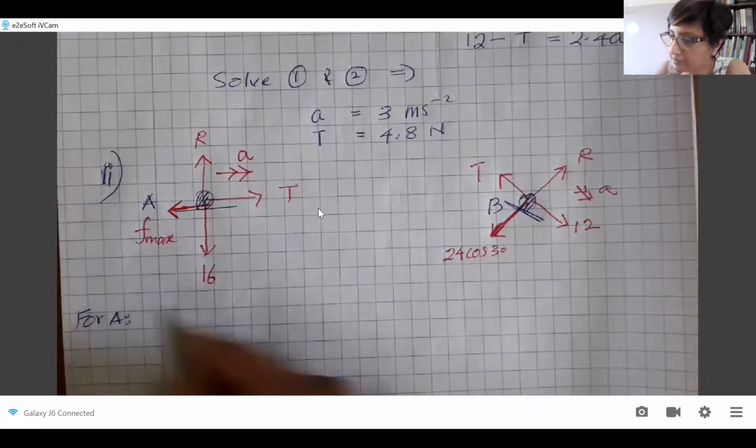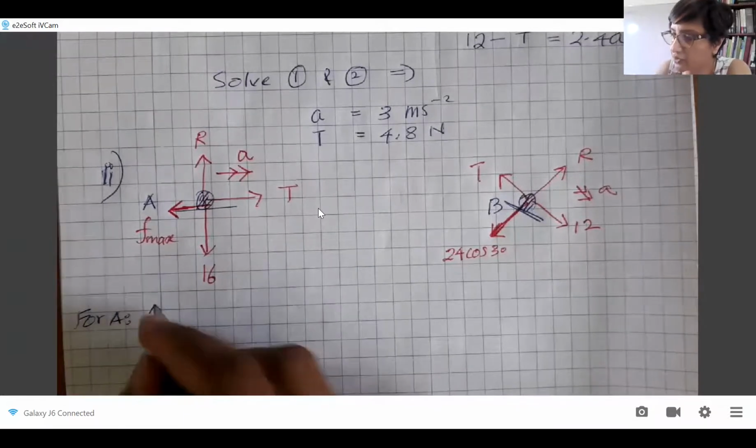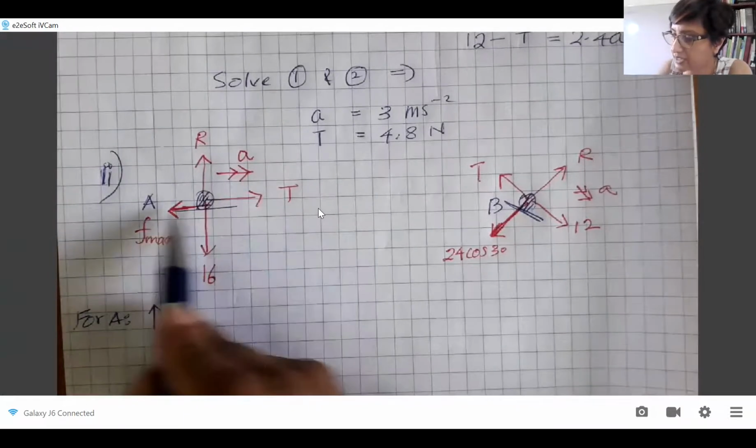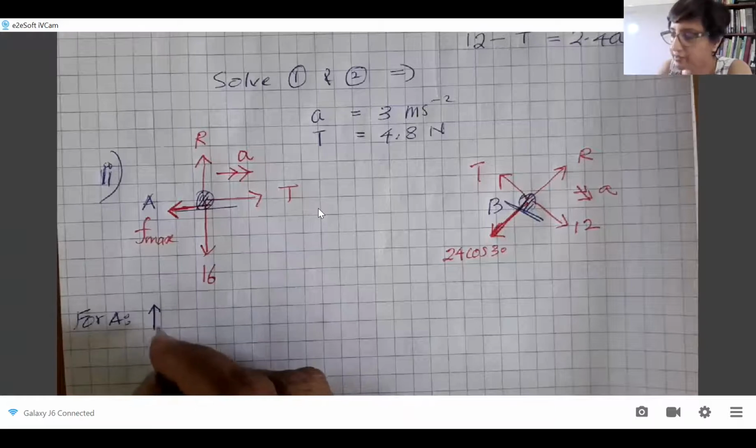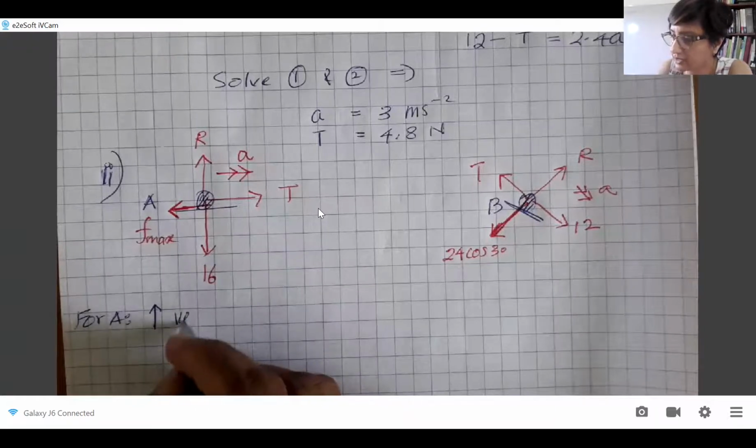For A, let's apply vertical equilibrium, because you are going to need that when you do F equals ma this way. So let's do the vertical equilibrium first.